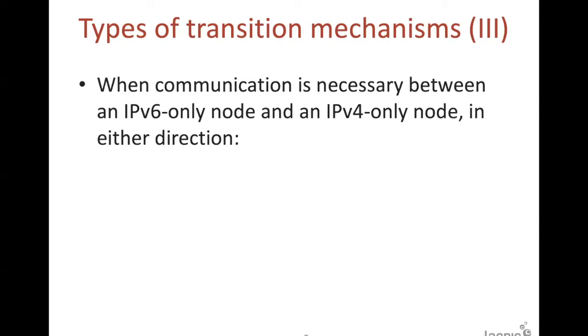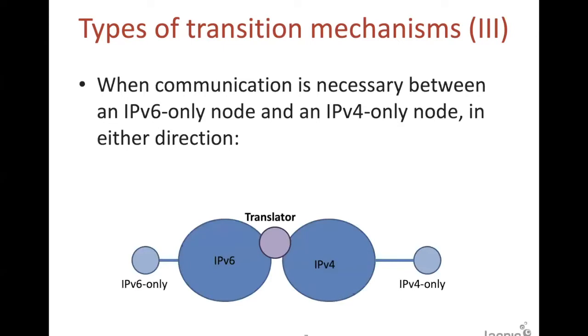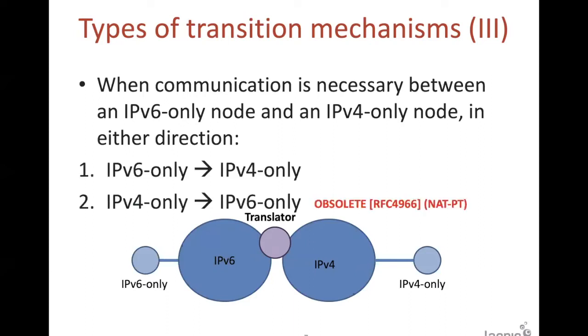And regarding translation, I need to put a translator if I need, for example, an IPv6 host to talk with another IPv4 host or with another IPv4 network. I need to put a translator. If I have a host that only speaks IPv6, it cannot talk with an IPv4 host, okay? So please keep that in mind. A long time ago, there was a protocol called NAT-PT, Network Address Translator, Protocol Translator. This is now obsolete. It was substituted by basically two new mechanisms that I am going to mention in the next slides.